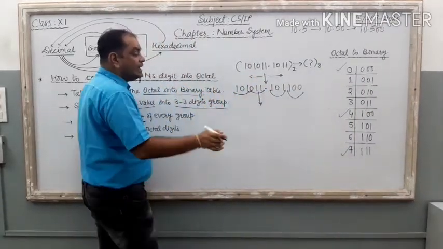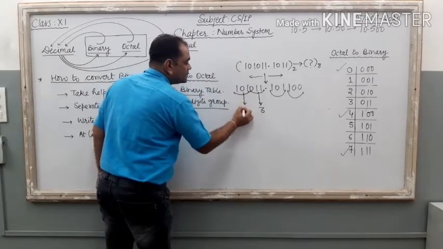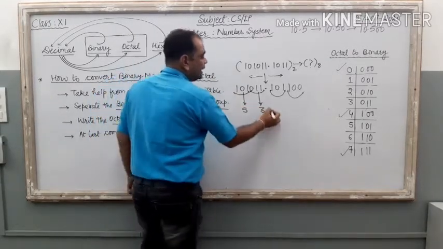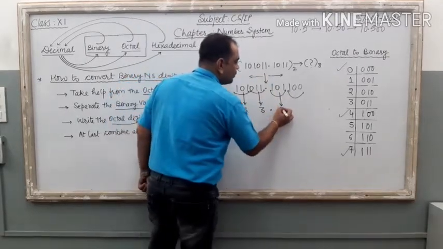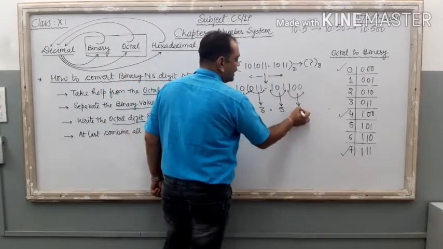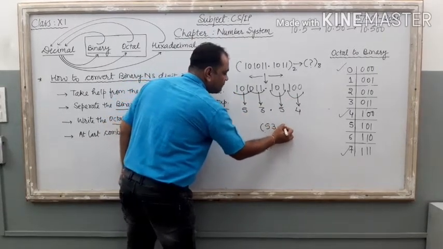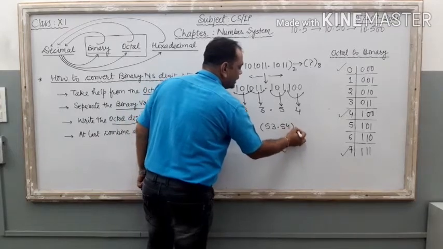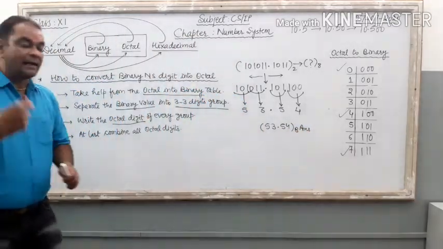011. It is the binary code of 3. 101. It is the binary code of 5. Then here a decimal point, then this one, 101, it is the binary code of 5. 100, it is the binary code of 4. Now at the last, combine these digits. 53.54 base 8. It is the answer. Clear? Just take one more example.